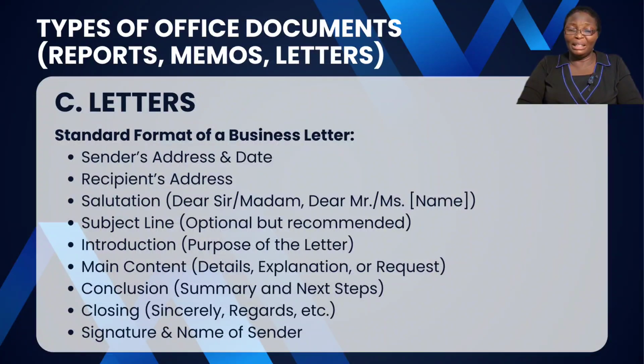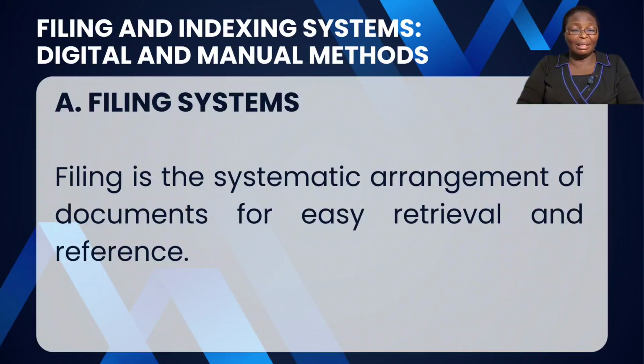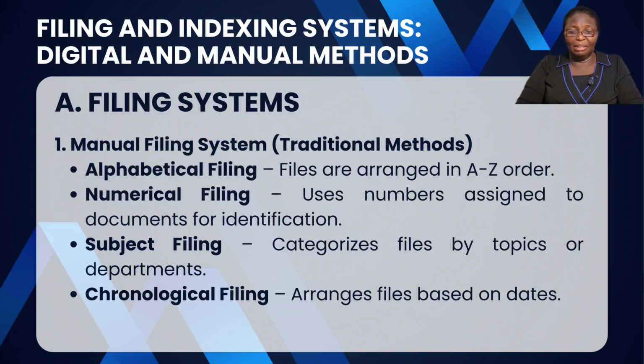Then that will take us to another subheading under this record management, that is the filing system. Filing is a systematic arrangement of documents for easy retrieval and reference. And under this, we have the manual filing. That is the traditional method. In terms of alphabetical filing, you file and arrange from A to Z in order. Then we have numerical filing, which uses numbers assigned to documents for identification. Then we have the subject filing. Subject filing categorizes files by topics or documents in the department.